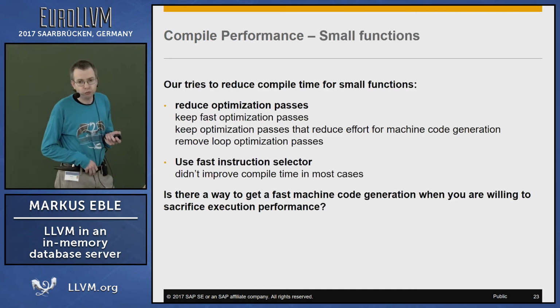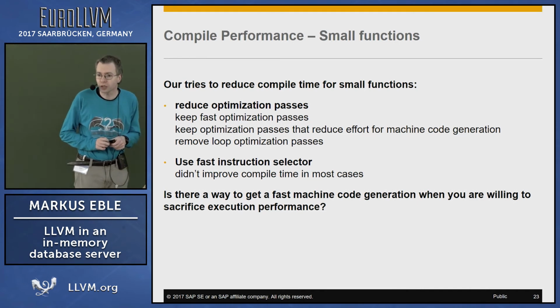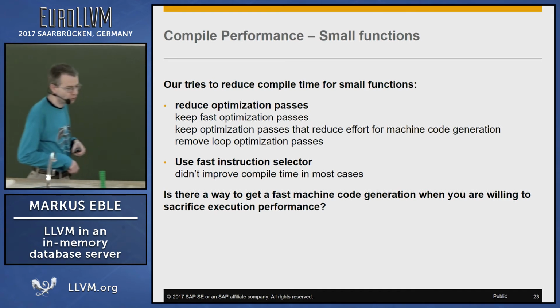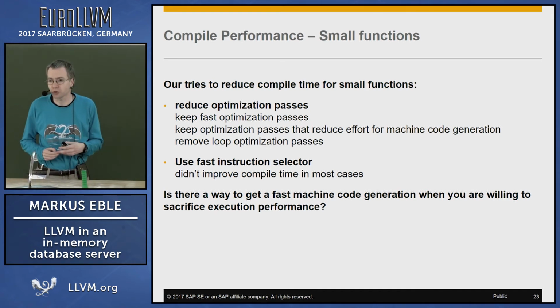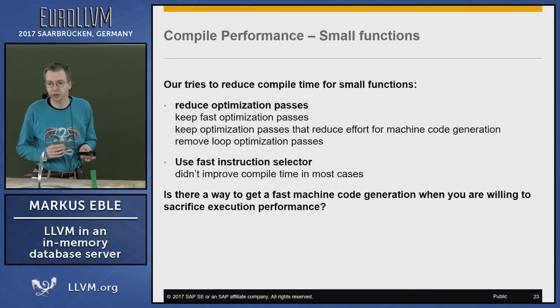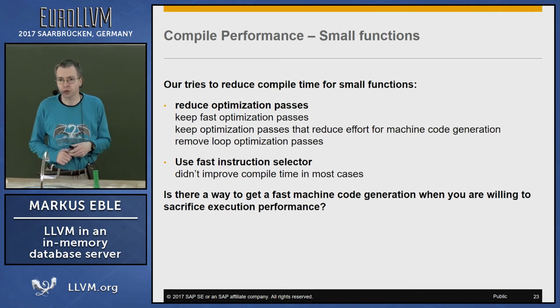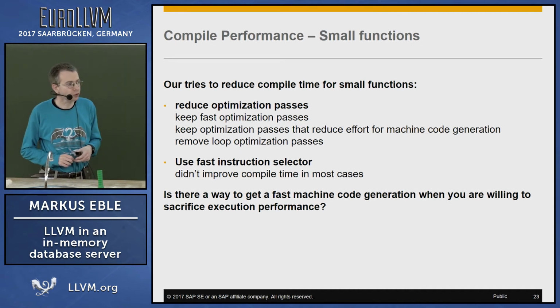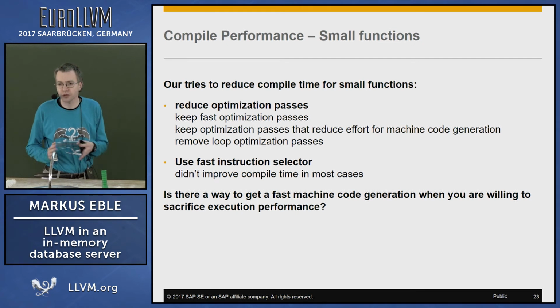What have we been looking at so far? For sure, you can reduce the opt level, especially since, as I explained before, some of the optimizer passes are not useful for us. On the other hand, the less you optimize, the more code you have, and then the machine code generation tends to take longer. We have already started to experiment with the fast instruction selector, but then we also had other additional passes which took longer.